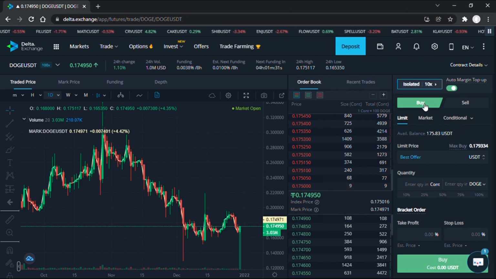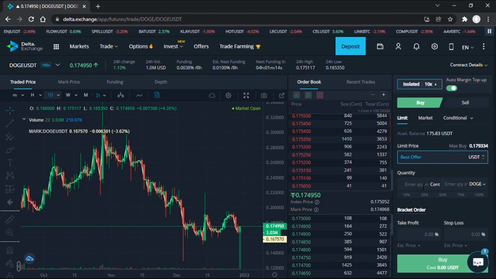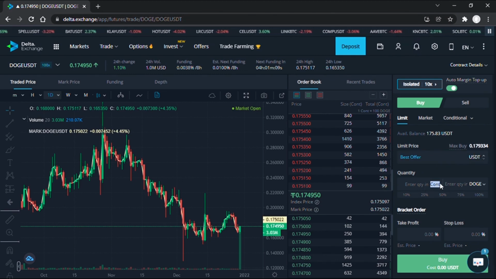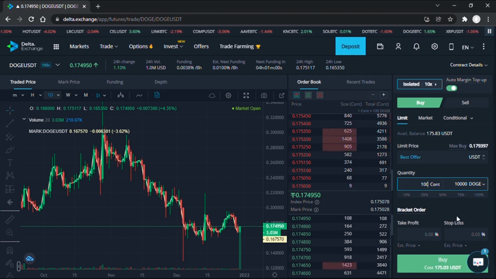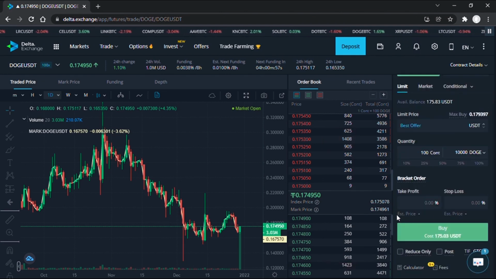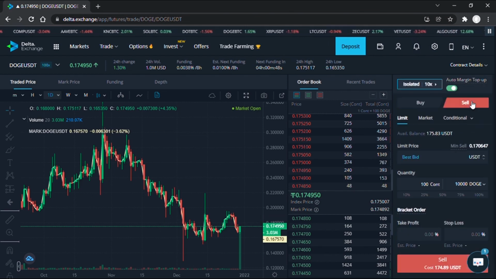You have to choose buy or sell, and you have to select a limit or market order, and you have to enter the price at which you are willing to buy, and you have to enter the quantity. Here it is in contracts, so I will explain contracts in the margin section, so don't worry. For example, I am willing to buy 100 contracts, then that's it. If you want to set take profit and stop loss, you can do it here and just click buy. That's it. And the same goes for selling also.